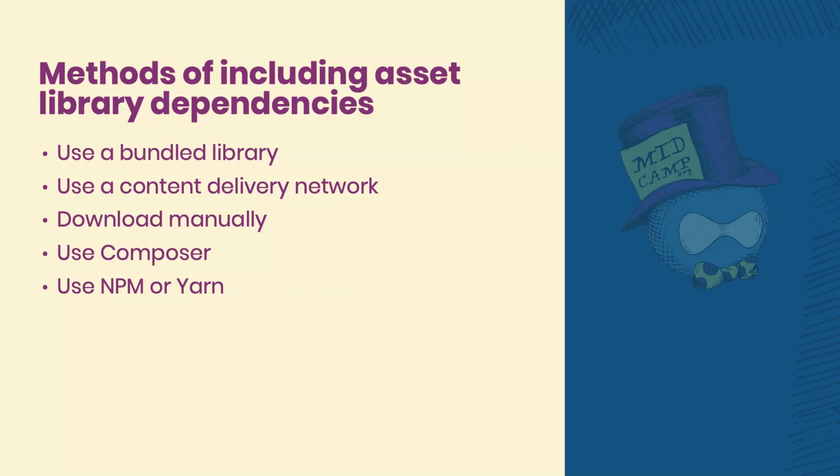In Drupal 7, many modules use the Libraries API module, and that provided a standard way of working with asset library dependencies. I'm not seeing as much of that post Drupal 8. So you can use a bundled library, that is a library that just got included with the contributed module, a content delivery network, or CDN. A lot of modules just suggest you download manually and put the files in a particular place. You can use Composer, or you could use another dependency tool like NPM or Yarn.